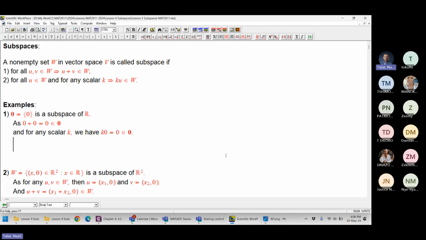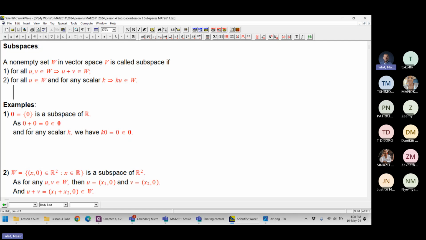Here, I also describe such things in the drill. A set W is called a subspace of a vector space V if for all elements U and V belonging to W, the sum of its elements also belongs to the set W. And if we take any vector U in W, then k times U also belongs to the set W.